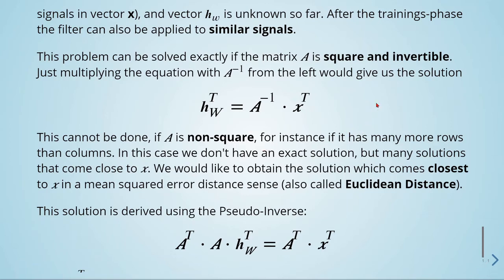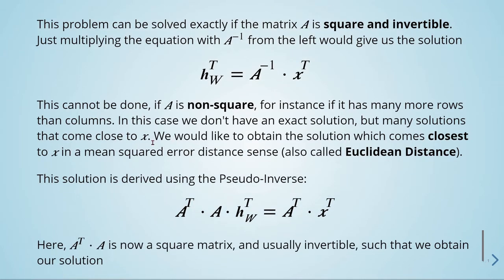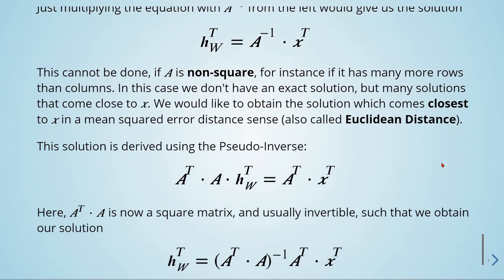In this case, we don't have an exact solution, but many solutions that come close to x. We would like to obtain the solution which comes closest to x in a mean squared error distance sense. So this is also called the Euclidean distance. So this solution is derived using the pseudo inverse.